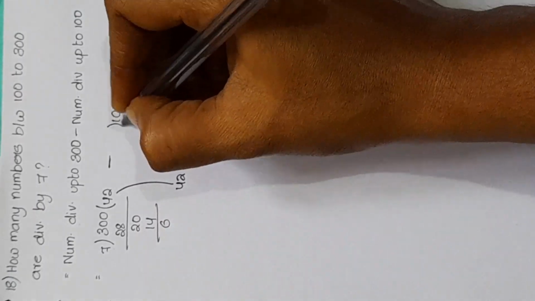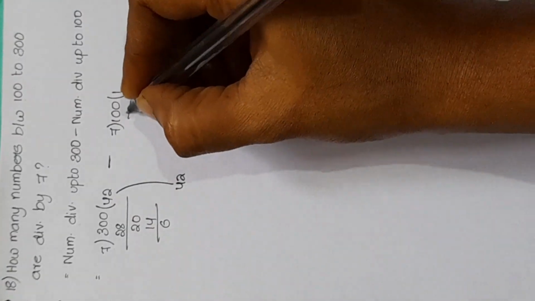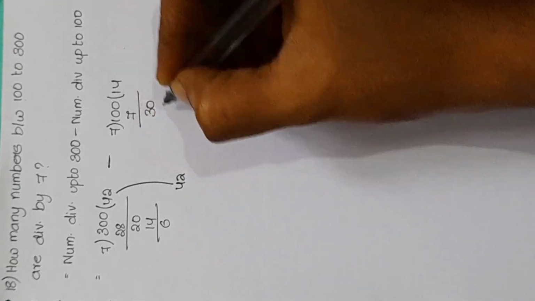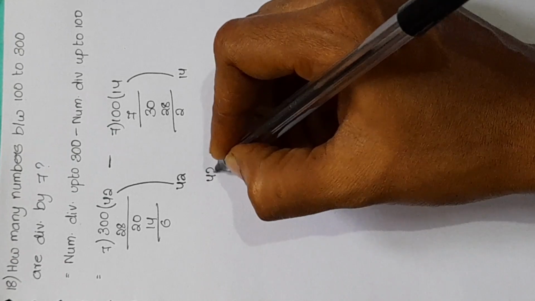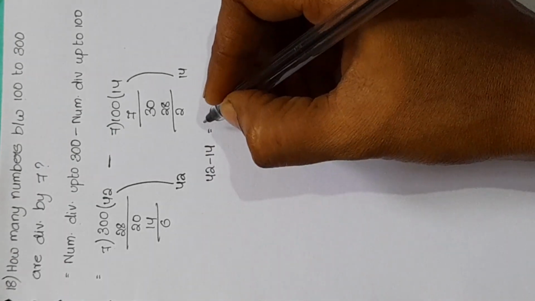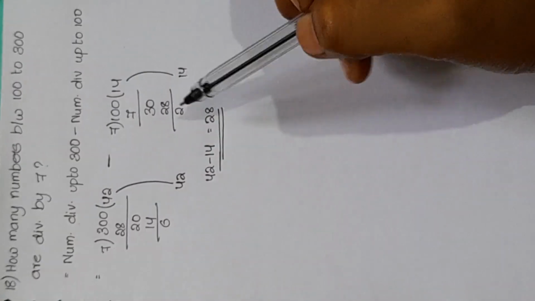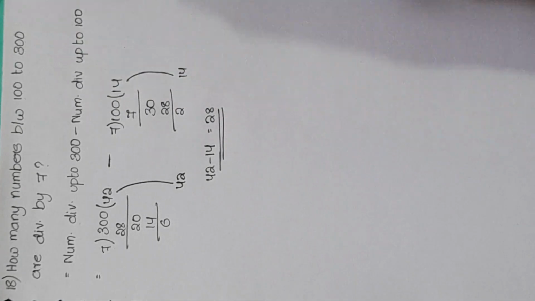Now 100 should be divided with 7. 7 into 1 is 7. 3 is the remainder. 7 into 4 is 28. 2 is the remainder. 7 into 2 is 14. So 42 minus 14, which is equal to 28. So 28 numbers are divisible by 7 between 100 to 300.